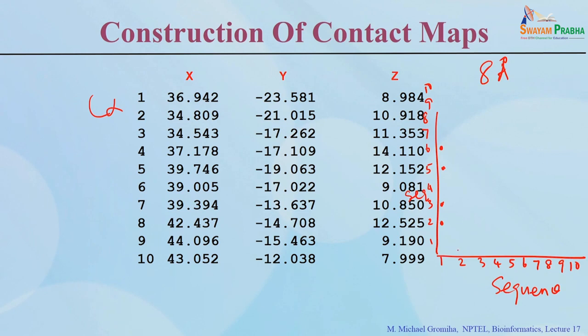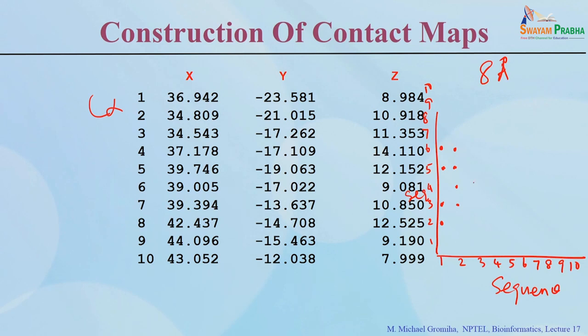Then 2. 2 and 3? Yes. 2 and 4? Yes. 2 and 5? Yes. 2 and 6? Yes. 2 and 7? No. 2 and 8? No. 2 and 9? No. 2 and 10? No.